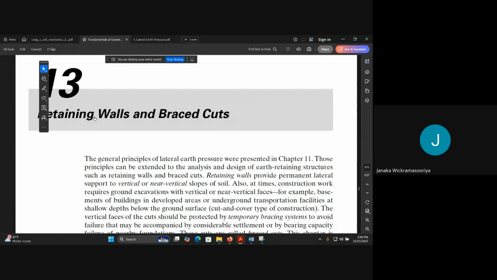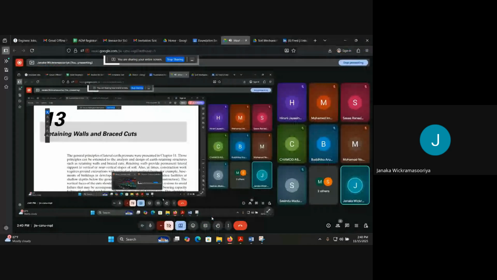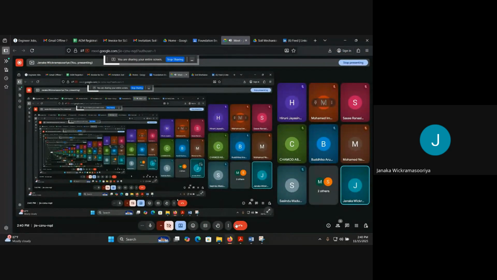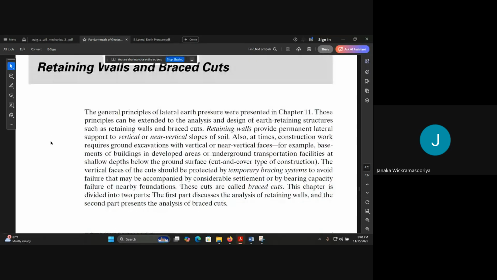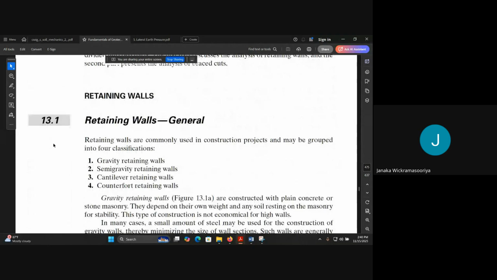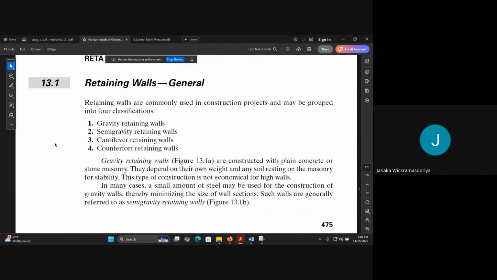So we will be talking about these retaining walls. Did I unmute? Yes. We will be talking about retaining walls and braced cuts. So basically there are four types of retaining walls. The first one is gravity retaining wall, the second one is semi-gravity retaining walls, then cantilever retaining walls and counterfort retaining walls.